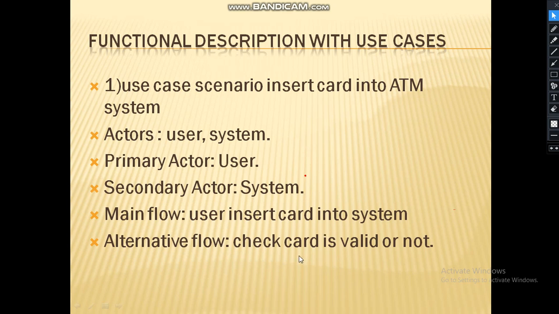Main flow describes the interaction, all these steps, without fail. So if any operation is performed without fail, that is the main flow. If the operation fails with some problems, we choose the alternative operation, the alternative steps.